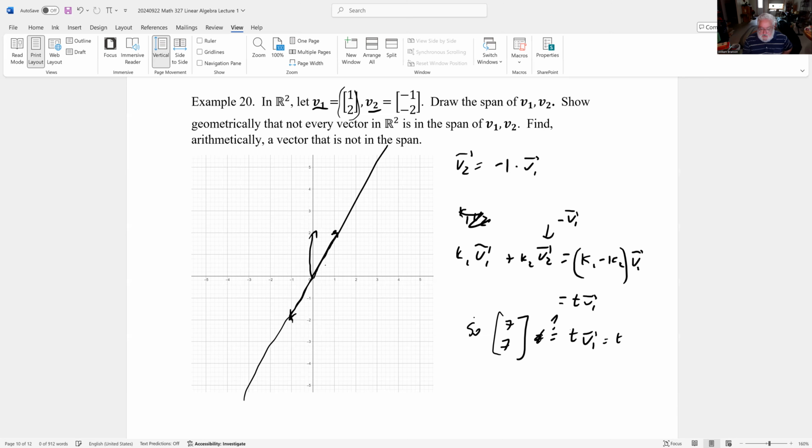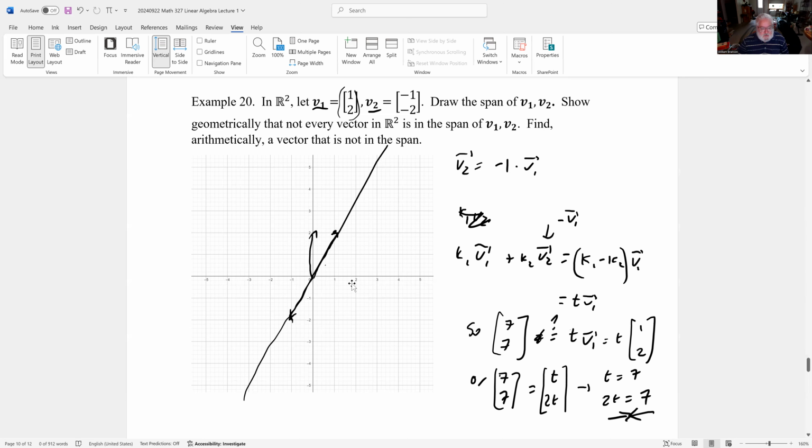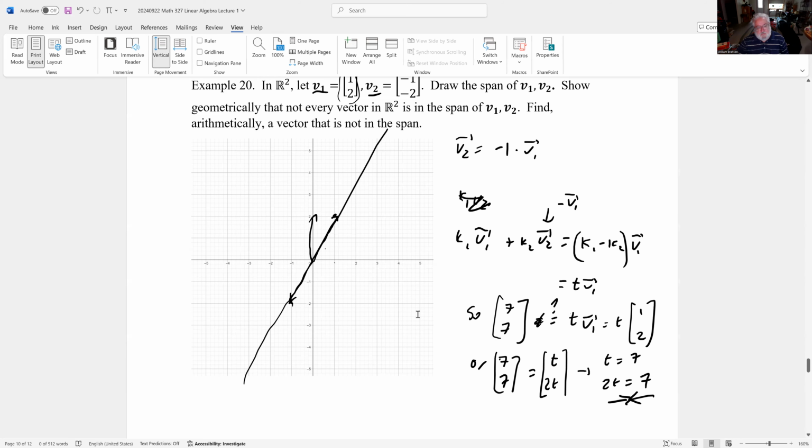Is there some t that gets me 7, 7 to be t times 1, 2? So if I'm thinking about the vector 7, 7, is it possible that I can write it in that form? But that requires t equal to 7 and 2t equal to 7 to be true at the same time, and that is a contradiction. The usual symbol for contradiction is two arrows bonking into each other. So 7, 7, 0, 2, lots of vectors are not in the span.